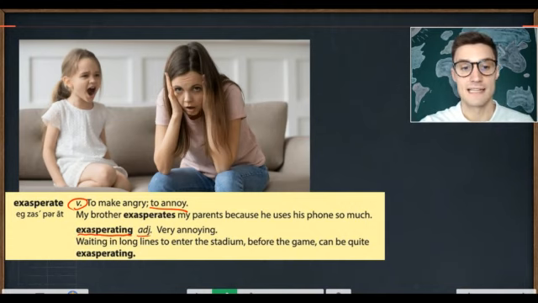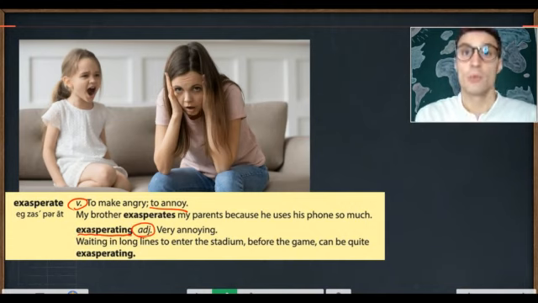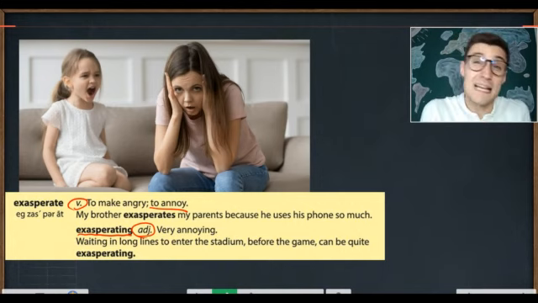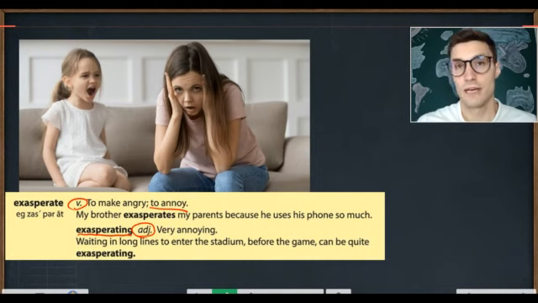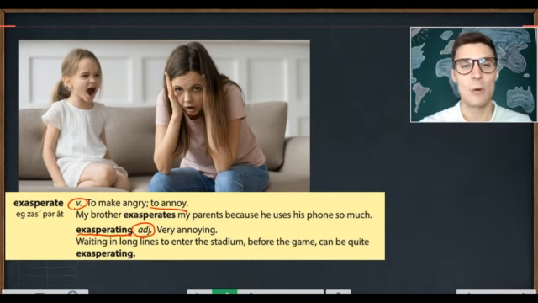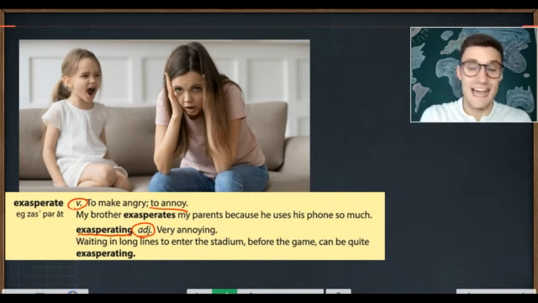Exasperating has an adjective meaning. We use this word to describe someone or something that's very annoying. Waiting in long lines to enter the stadium before the game can be quite exasperating. When I want to do something on my phone and it doesn't work, it's so exasperating.